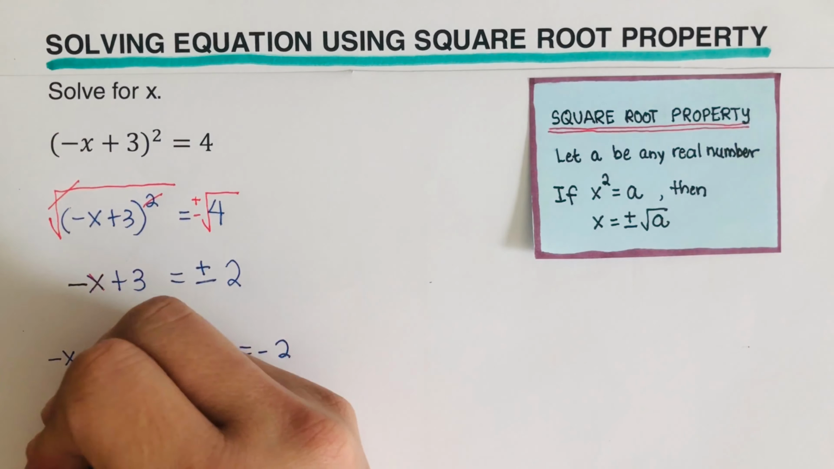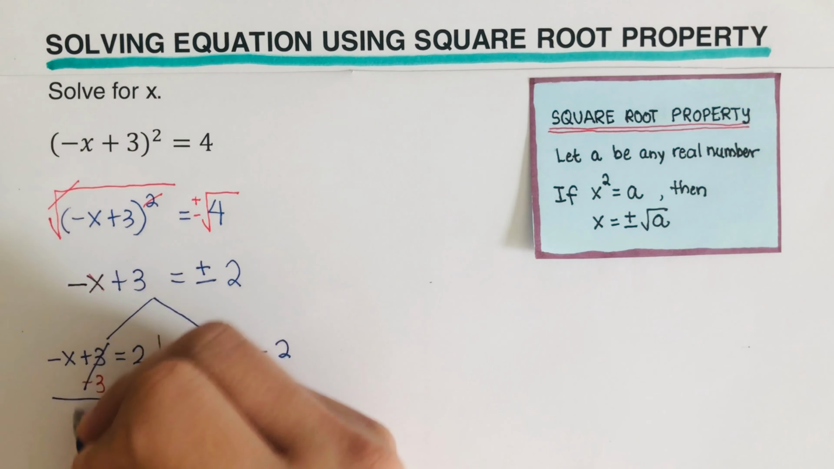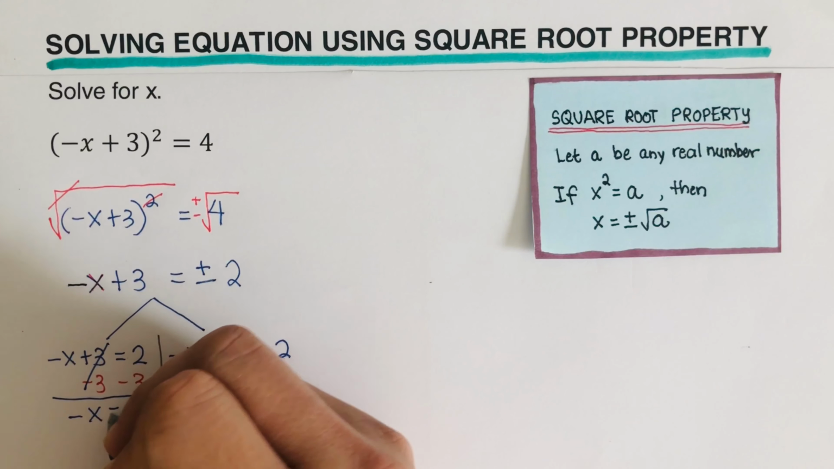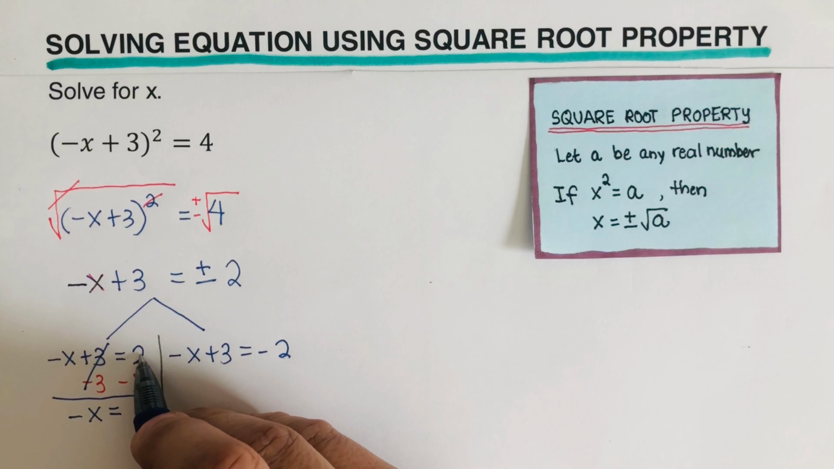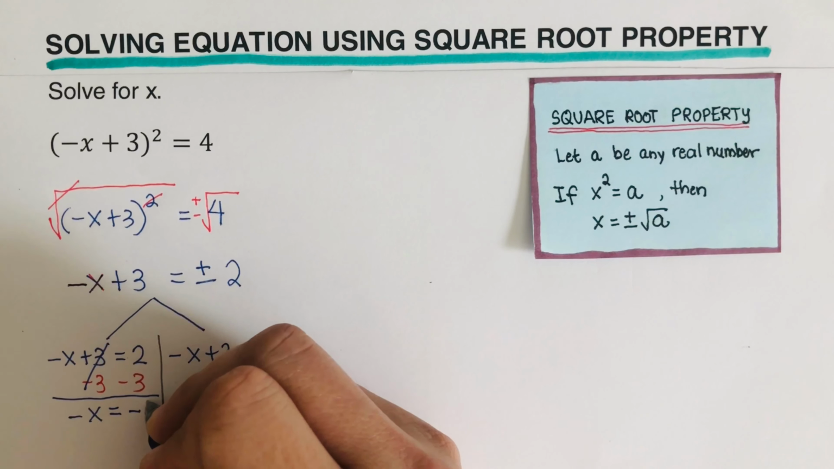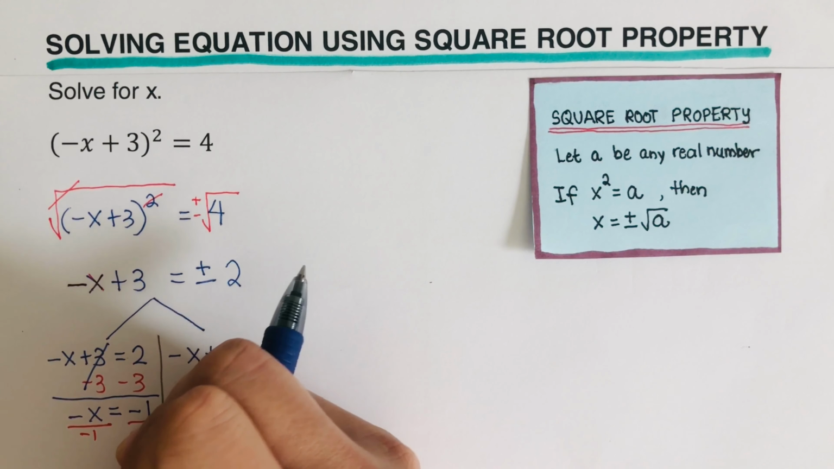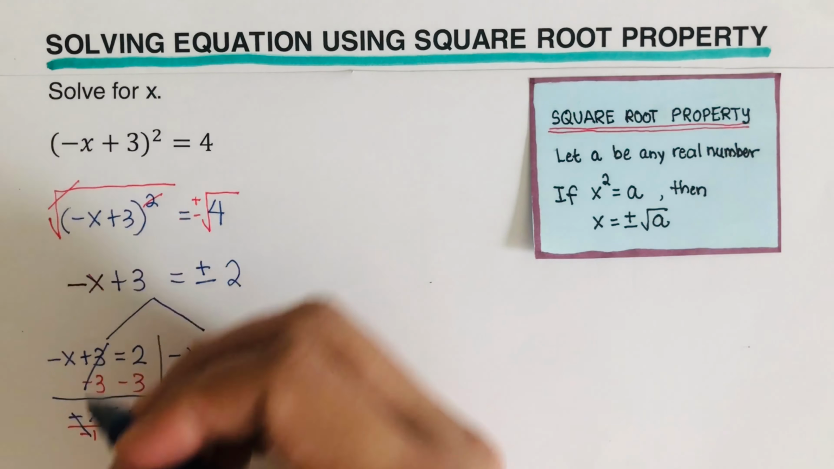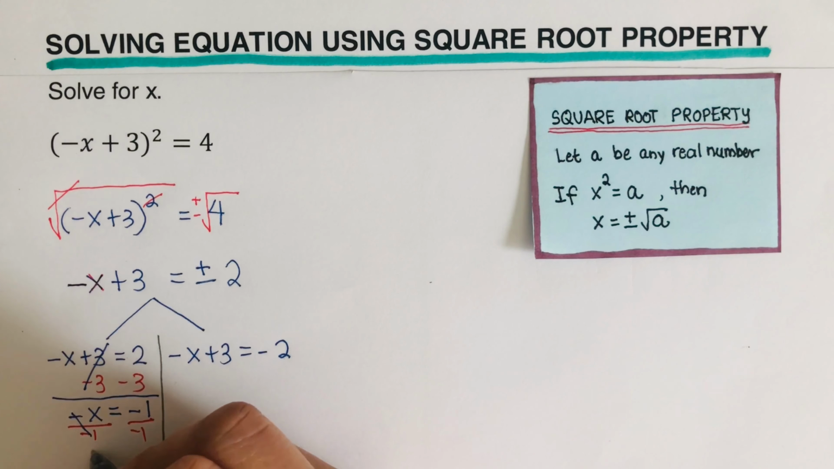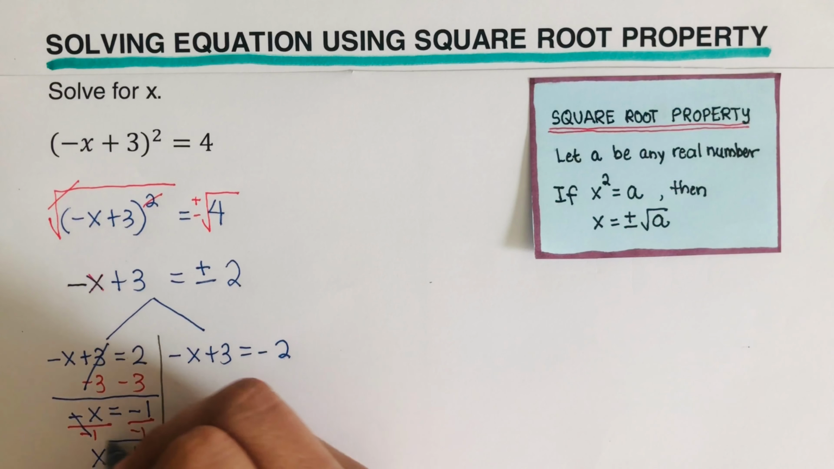So then we go ahead and we're left with negative x is equal to, that's going to be 2 minus 3 is negative 1. So we divide both sides by negative 1 because we want a positive x by itself. So then we go ahead and say that our first x is a positive 1.